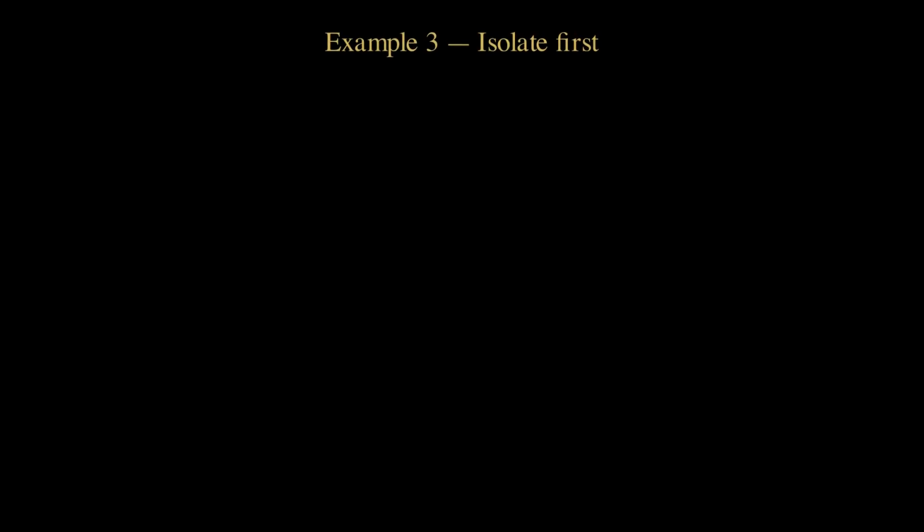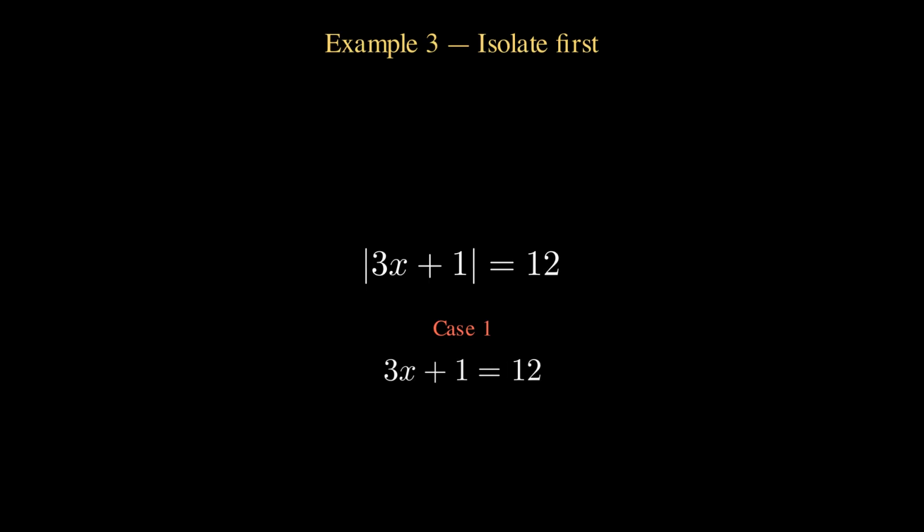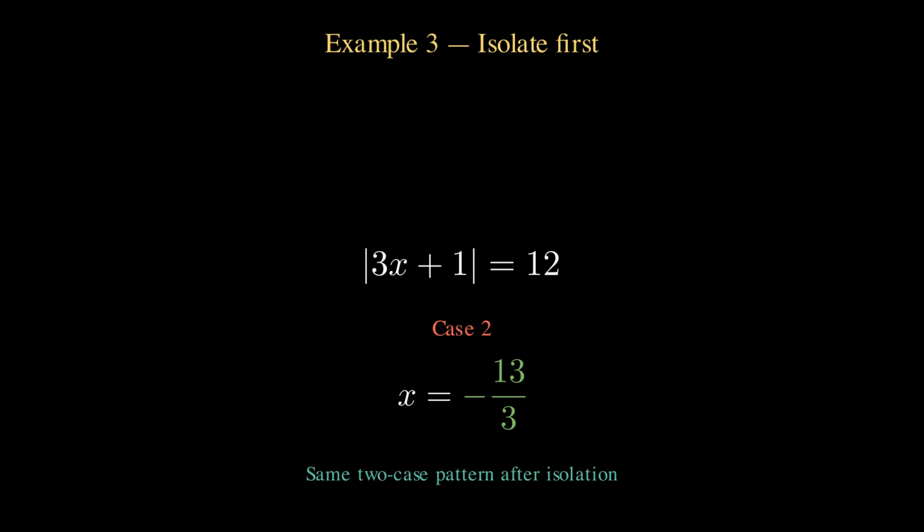For a harder SAT-style problem, start with the absolute value of 3x plus 1 minus 4 equals 8. First, isolate the absolute value by adding 4 to both sides. That gives the absolute value of 3x plus 1 equals 12. Case 1, 3x plus 1 equals 12, so 3x equals 11 and x equals 11 thirds. Case 2, 3x plus 1 equals negative 12, so 3x equals negative 13 and x equals negative 13 thirds. Check both solutions if you have time. The algebra is the same pattern every time.